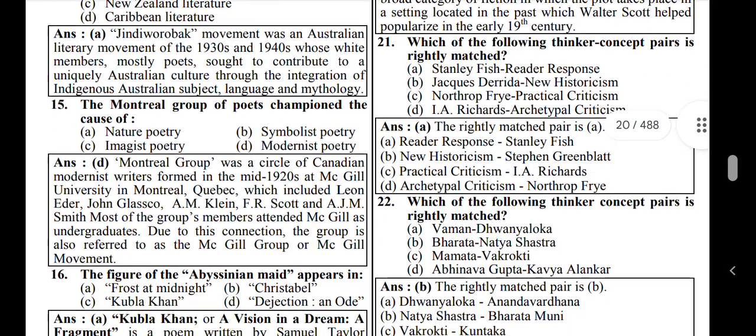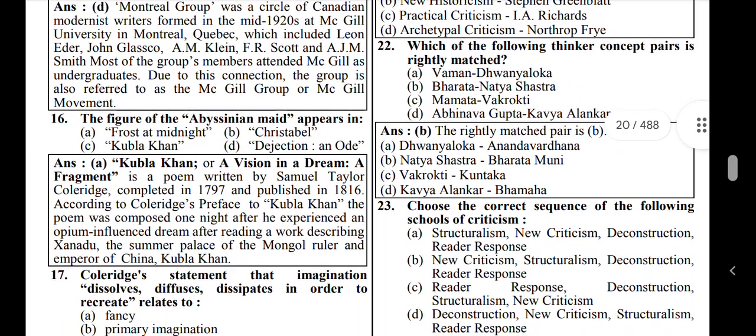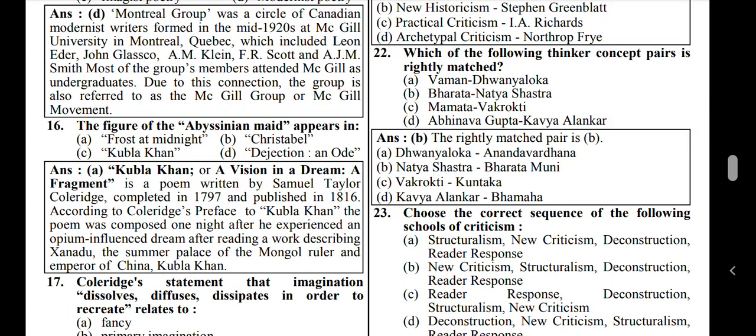So the right answer is option A. And the 22nd question, which of the following thinker concept pairs is rightly matched? Option A, Vamana, Dhvanyaloka. Option B, Bharata, Natya Shastra. Option C, Mammata, Vakrokti. Option D, Abhinavagupta, Kavyalankara. So the right option is B. Bharata belongs to Natya Shastra. The other options are wrong. Dhvanyaloka belongs to Anandavardhana, Vakrokti belongs to Kuntaka, and Kavyalankara belongs to Bhamaha.